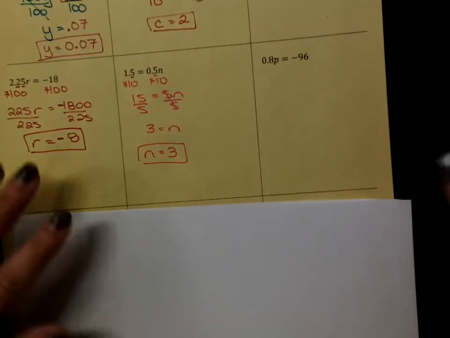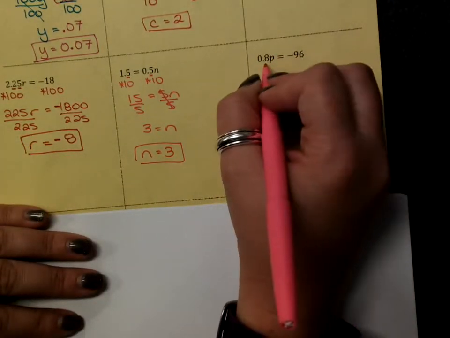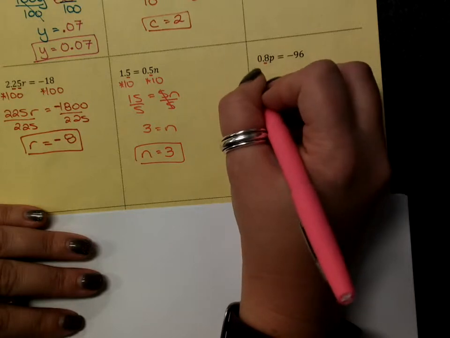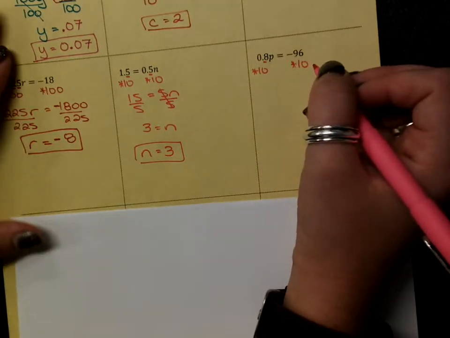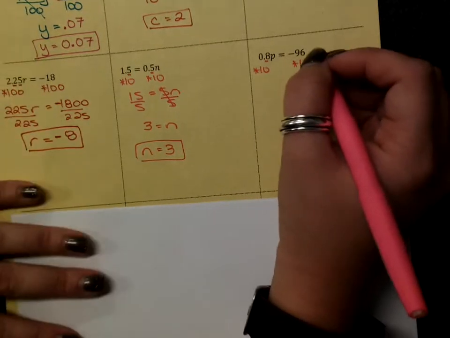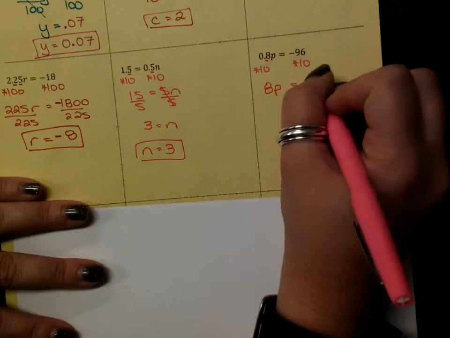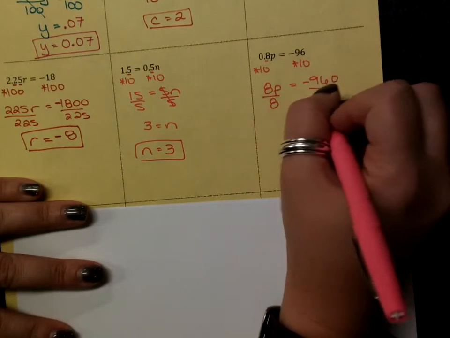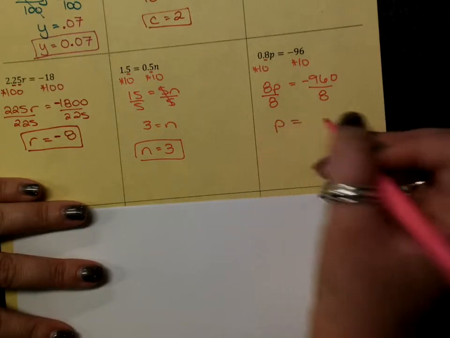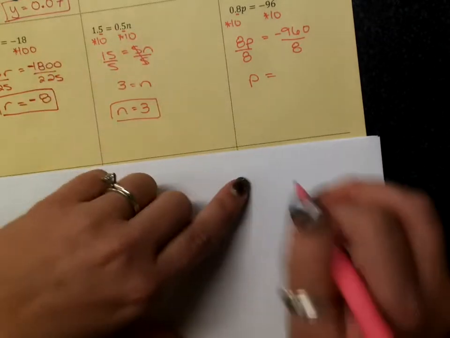correct. The next one, we have 0.8p equals negative 96. One decimal place, we'll multiply by 10. If you're getting the hang of this, you can pause and try on your own. If you need to watch these again, that's fine too. We have 8p equals negative 960. Divide both sides by 8. And again, we're going to have to work this out either off to the side or on your scratch paper.